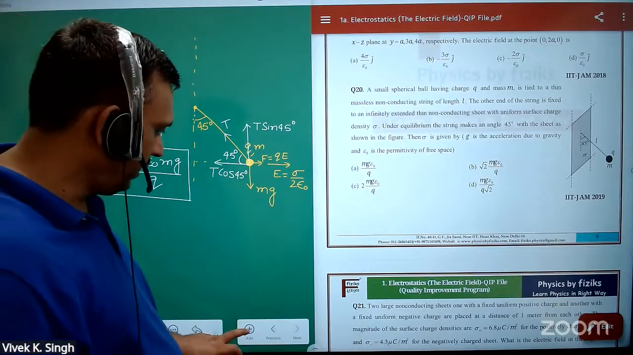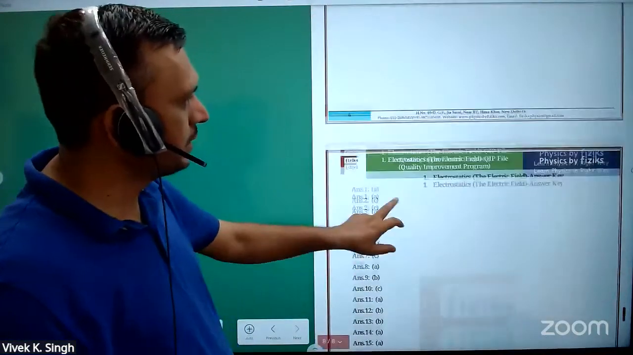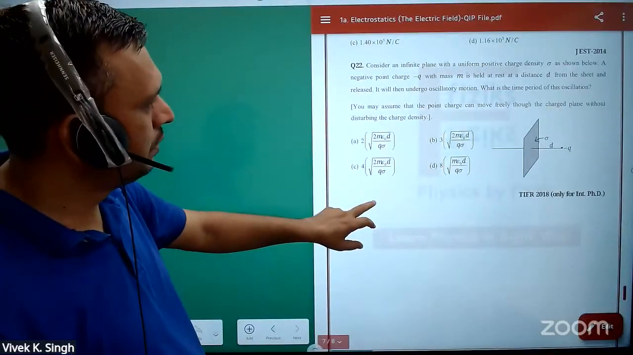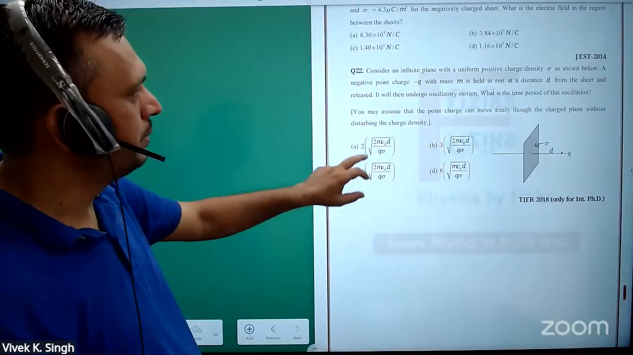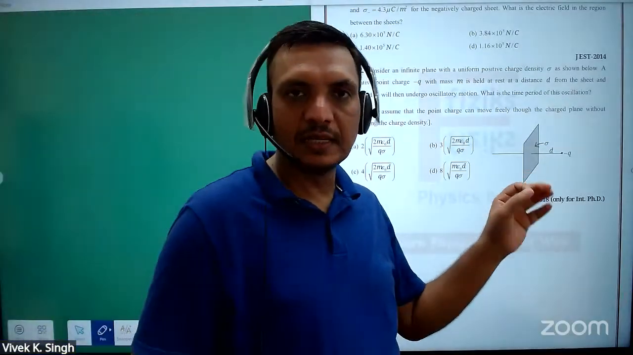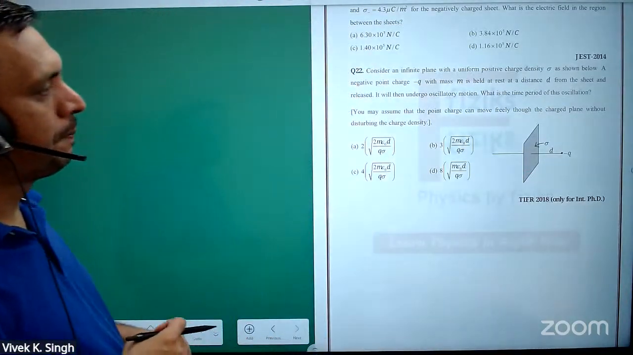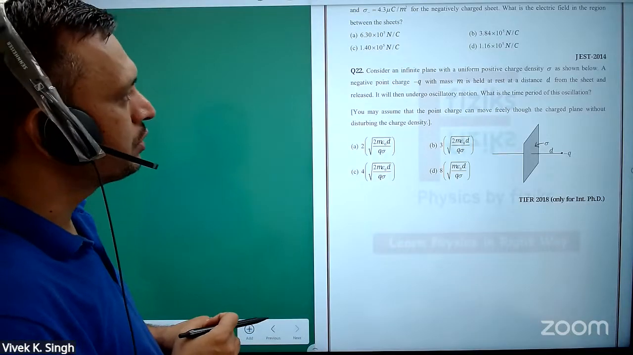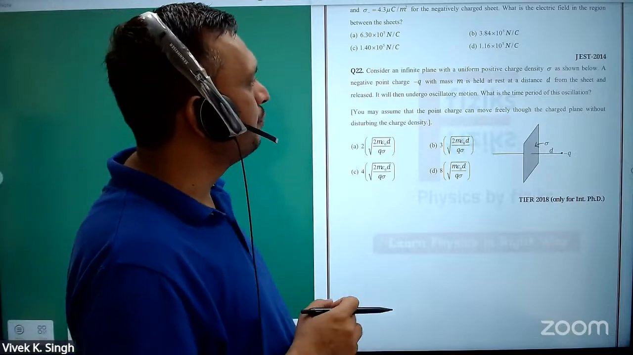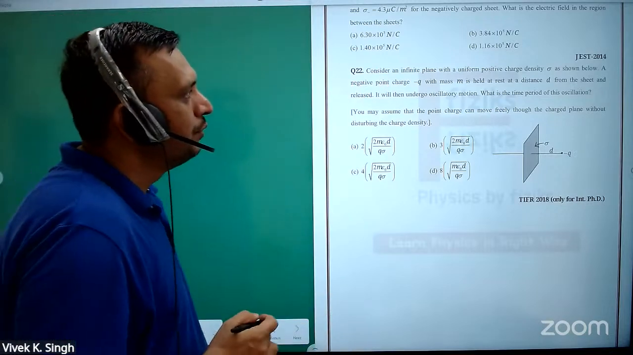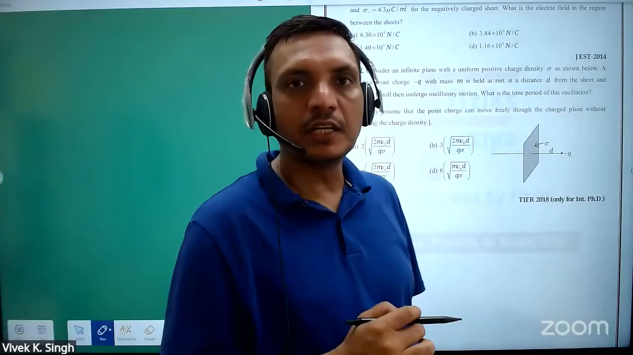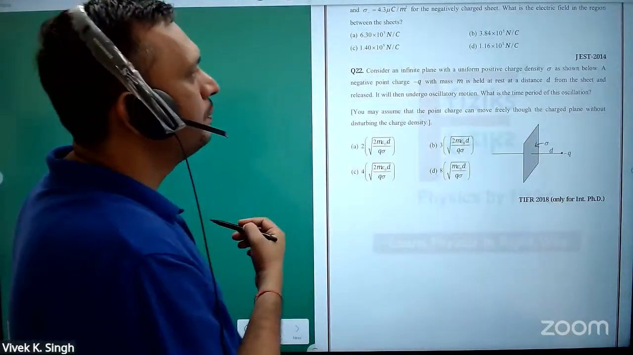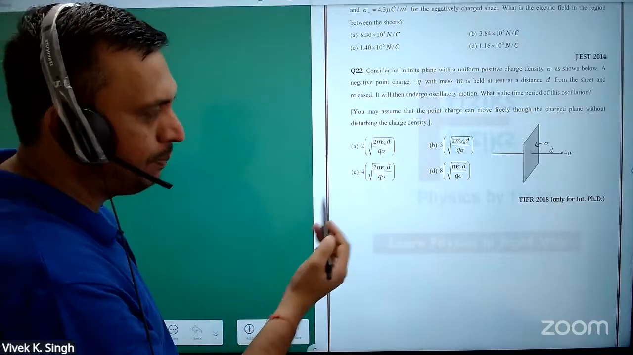So let's see one last example I'm taking. Let's take this example, question number 22. This has been asked in the TIFR exam. So let's see how we will solve this question. Consider an infinite plane with a uniform positive charge density sigma. Again, it's a uniform positive charge density infinite plane.